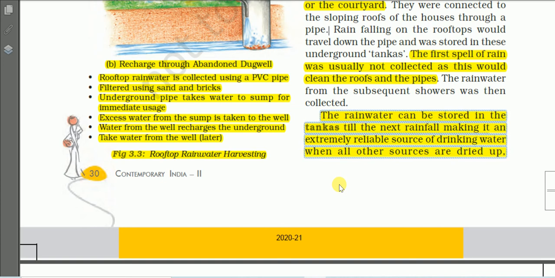When all the other sources, like water from the village pond or wells, or from the schools, are dried up, then water from the tankas is the only alternative source of drinking water.